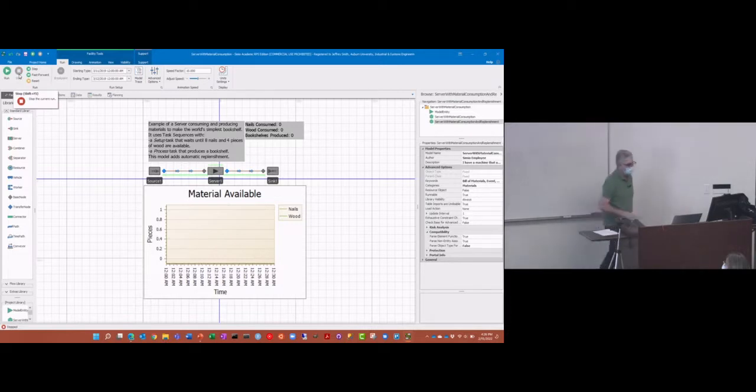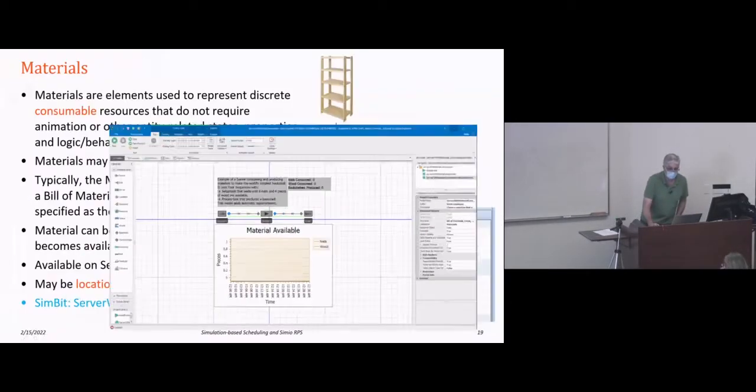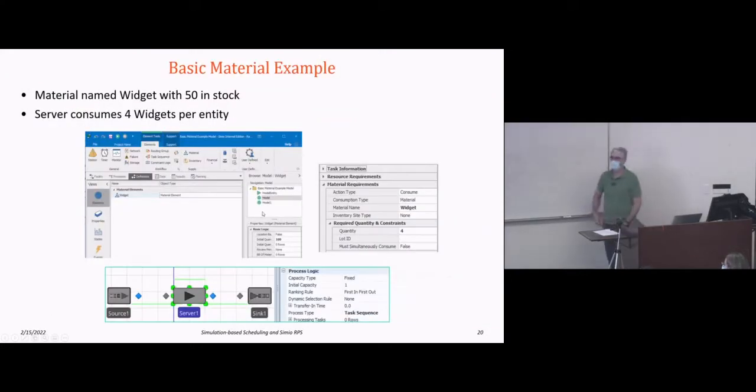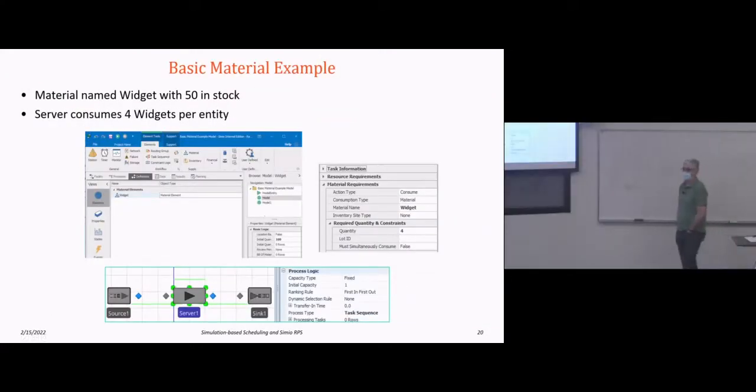Okay. We're going to build just a really simple model here and talk about some of the additional details about how this works. We're going to build about the simplest one we can build. Since I'm doing it in class, I don't like to build complex models in class because it usually ends badly. So I'm going to build a basic material example, and I'm going to define a widget, and I'm going to have 50 of them in stock.